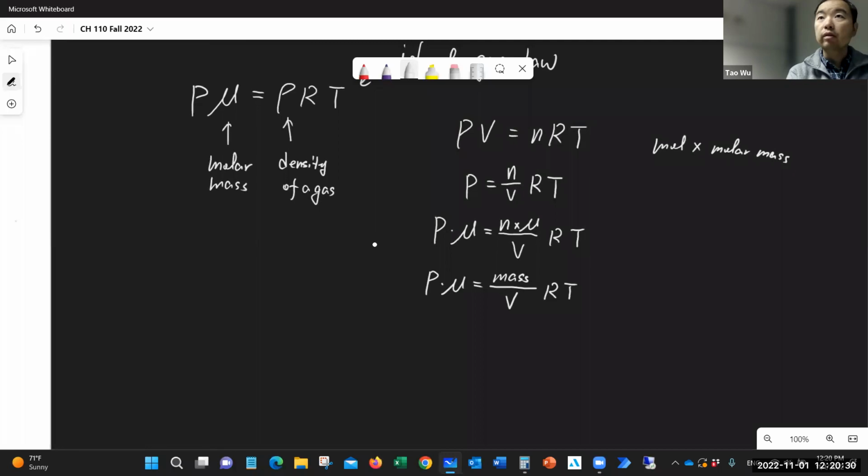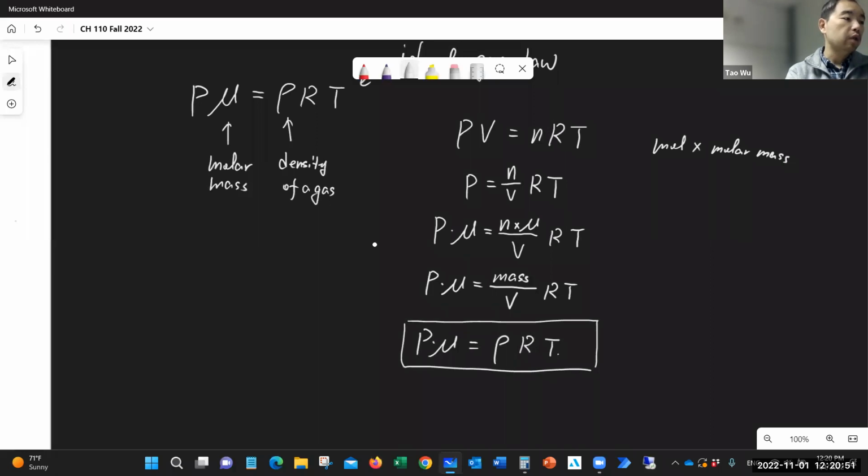Mass over V, that's a volume, right? That's a density. Mass over volume, that's a density, right? So that is why the pressure times the molar mass of the gas should be equal to the density times R times T. Okay, so that is why we have a new equation. This new equation is related to the molar mass of the gas and the density of the gas.